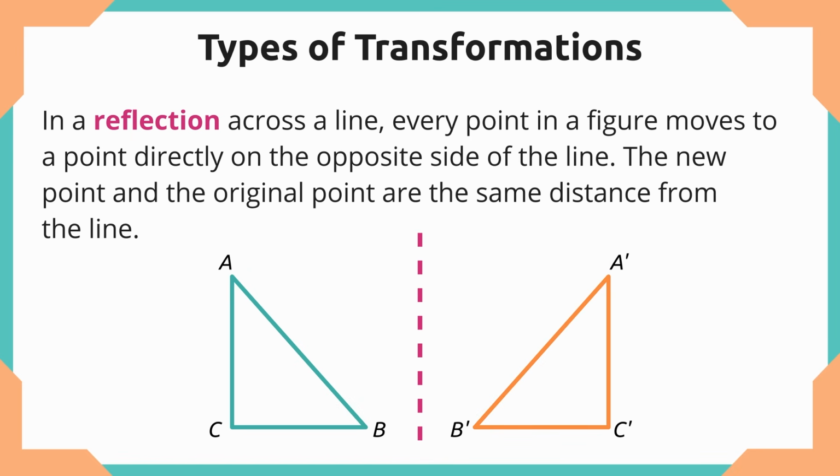Do you see how each point on the new triangle is the same distance away from the line as the original point was? Neat! Also, take a look at the labels of the vertices. If we read the vertices going clockwise around our pre-image, we get A, B, C. But on the image, we get A', C', then B'. So the vertices changed order.